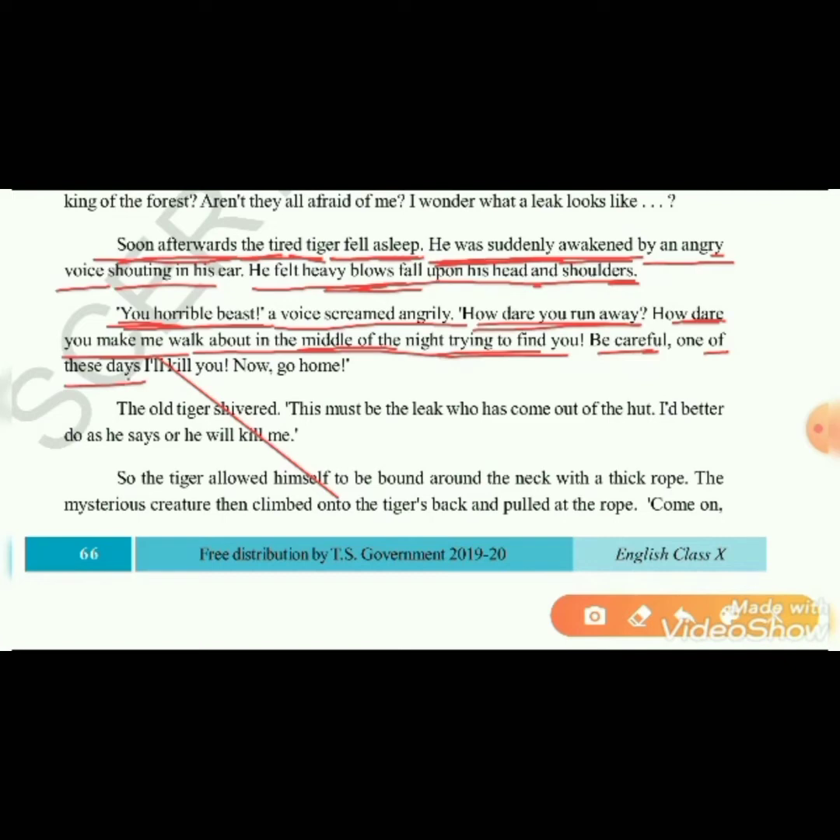Okay, a voice was heard when the tiger was sleeping. The words were like this: "How dare you run away?"